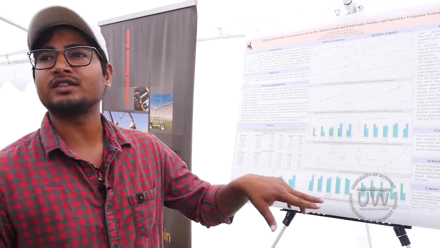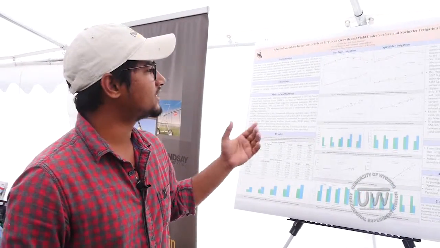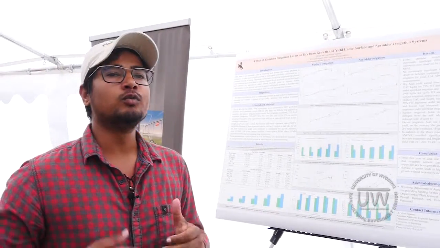So basically my project is divided into two parts. In the first we are looking at the growth and yield dynamics of dry bean, and in the second we are trying to answer a few questions relating to irrigation. So basically we want to decide upon the best irrigation management strategy for Wyoming dry bean growers. We quantified leaf area index, height, and yield, and we are trying to decide upon the best irrigation management practice for dry bean under Wyoming conditions.